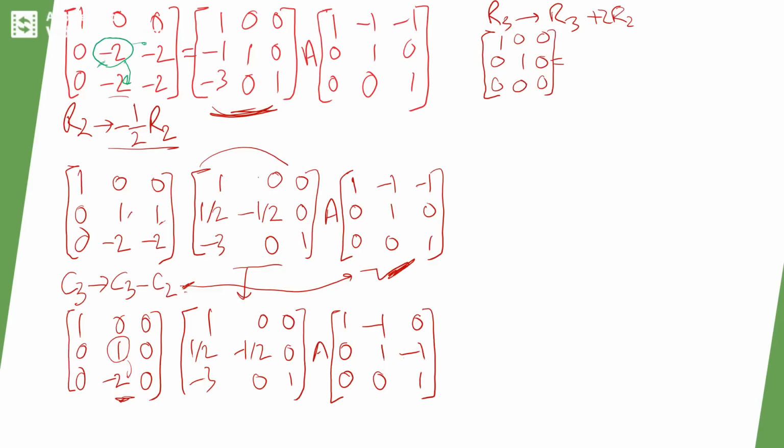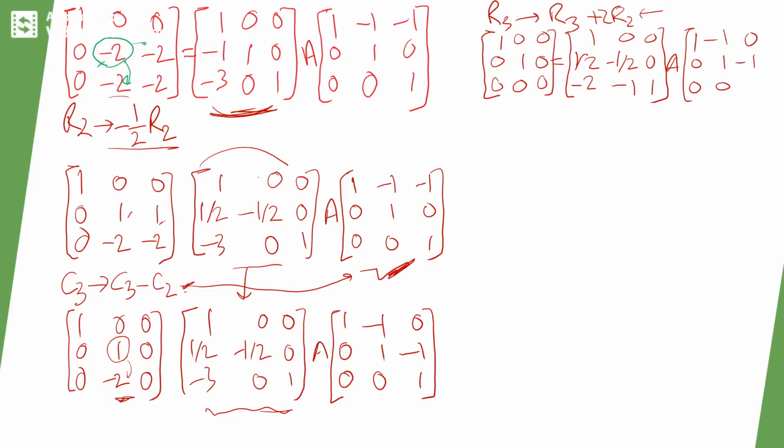Here because we apply the row operation, so we apply the same operation on that matrix, which is previously we say IR. So it reduces 1 0 0, it's the same 1/2 minus 1/2 0, and this will become minus 2 minus 1 1. And the column matrix is same 0 1 minus 1 0 0 1.